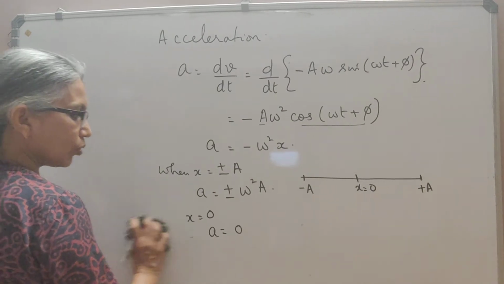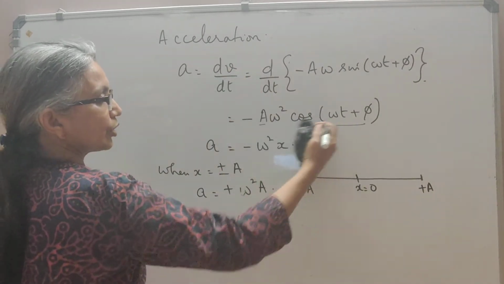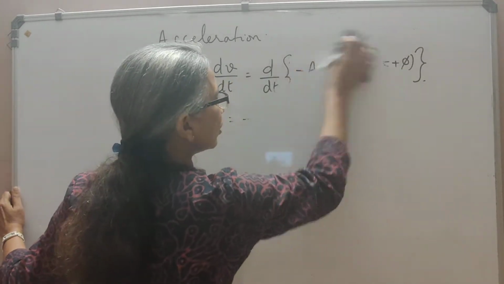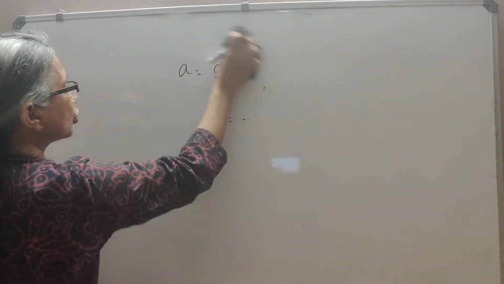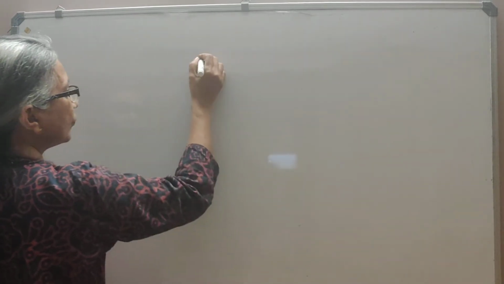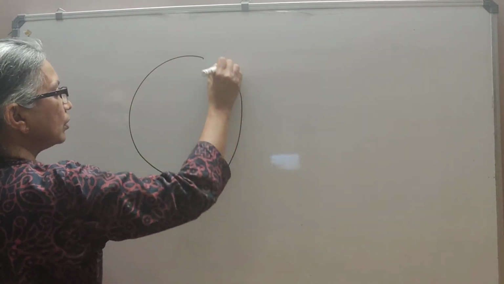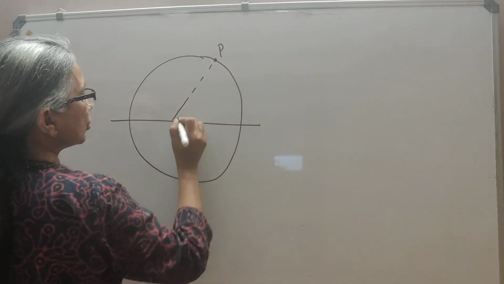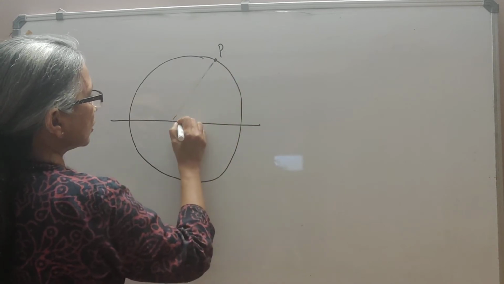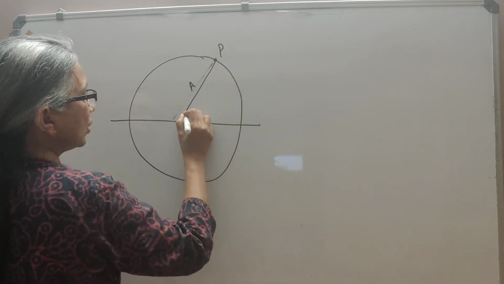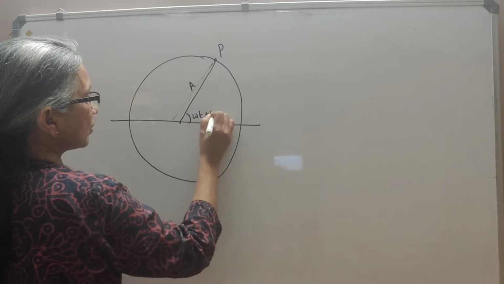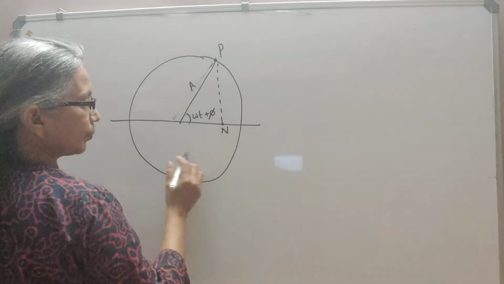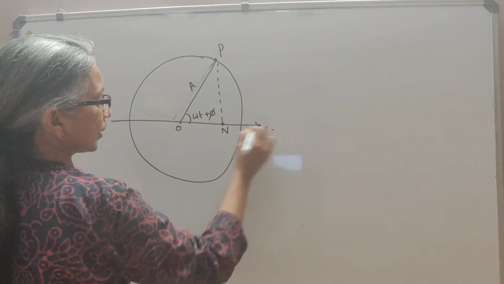Okay, now we may also arrive at this equation for acceleration of a simple harmonic oscillator by going back to our reference particle in circular motion. So we have the reference particle P, which is in circular motion. So this is the center, this is the amplitude, this angle is omega t plus phi. The projection of the particle here represents the particle in simple harmonic motion, and this is the x-axis.